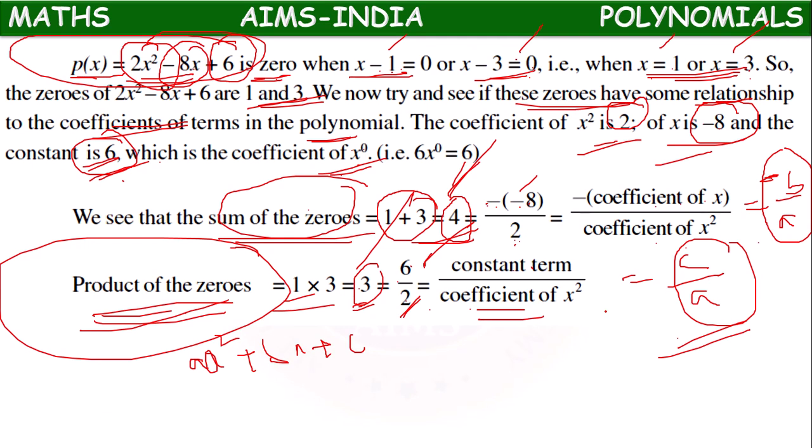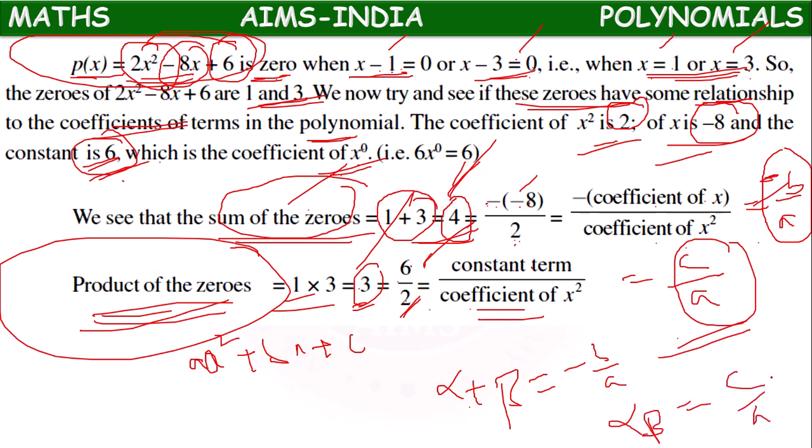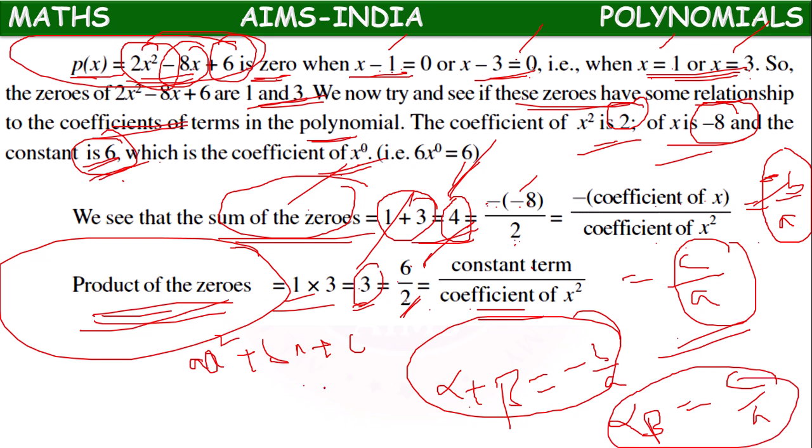Like this we can relate zeros and coefficients. If the roots are alpha and beta, then alpha plus beta equals minus b by a, and alpha beta equals c by a. In this way, for a quadratic polynomial, we can establish a relationship between the zeros and the coefficients.